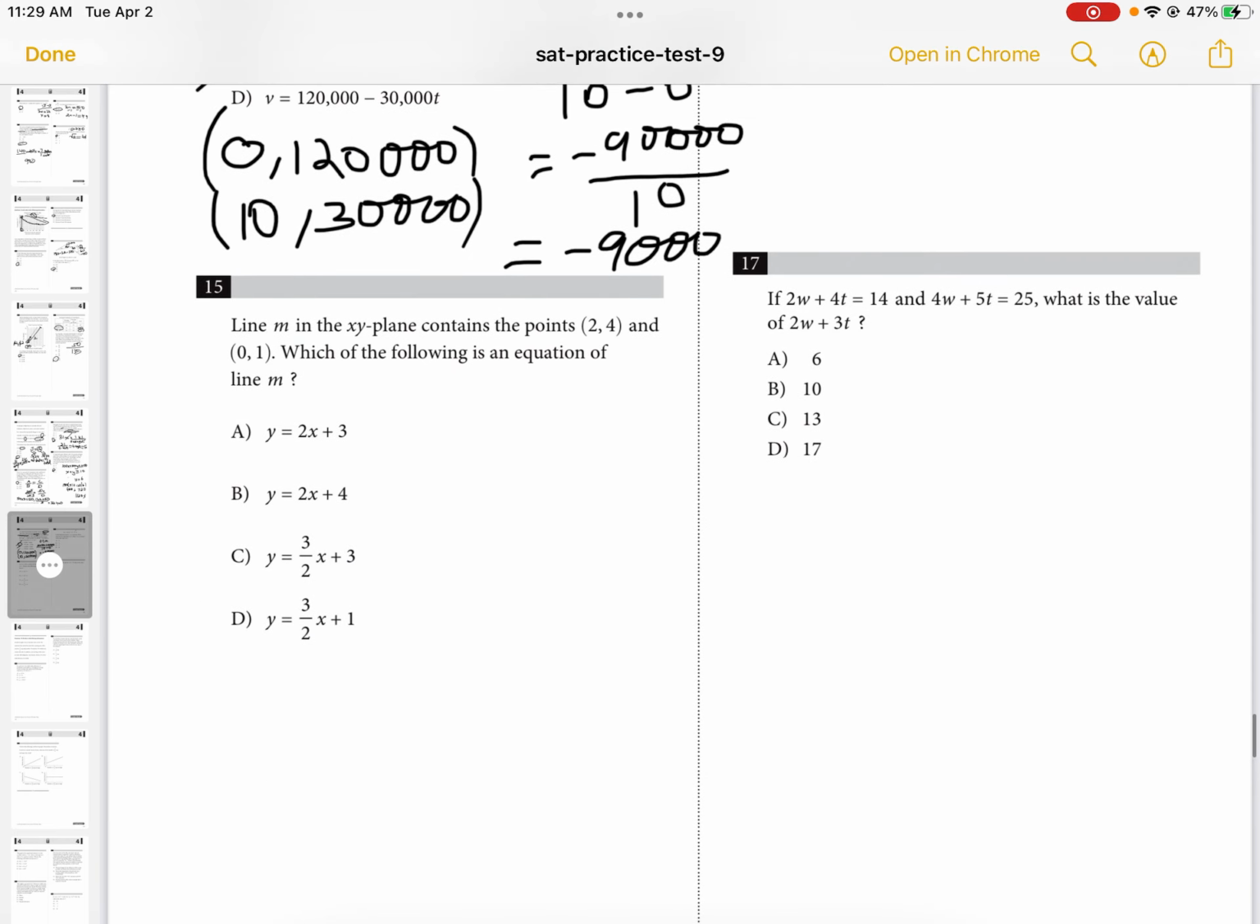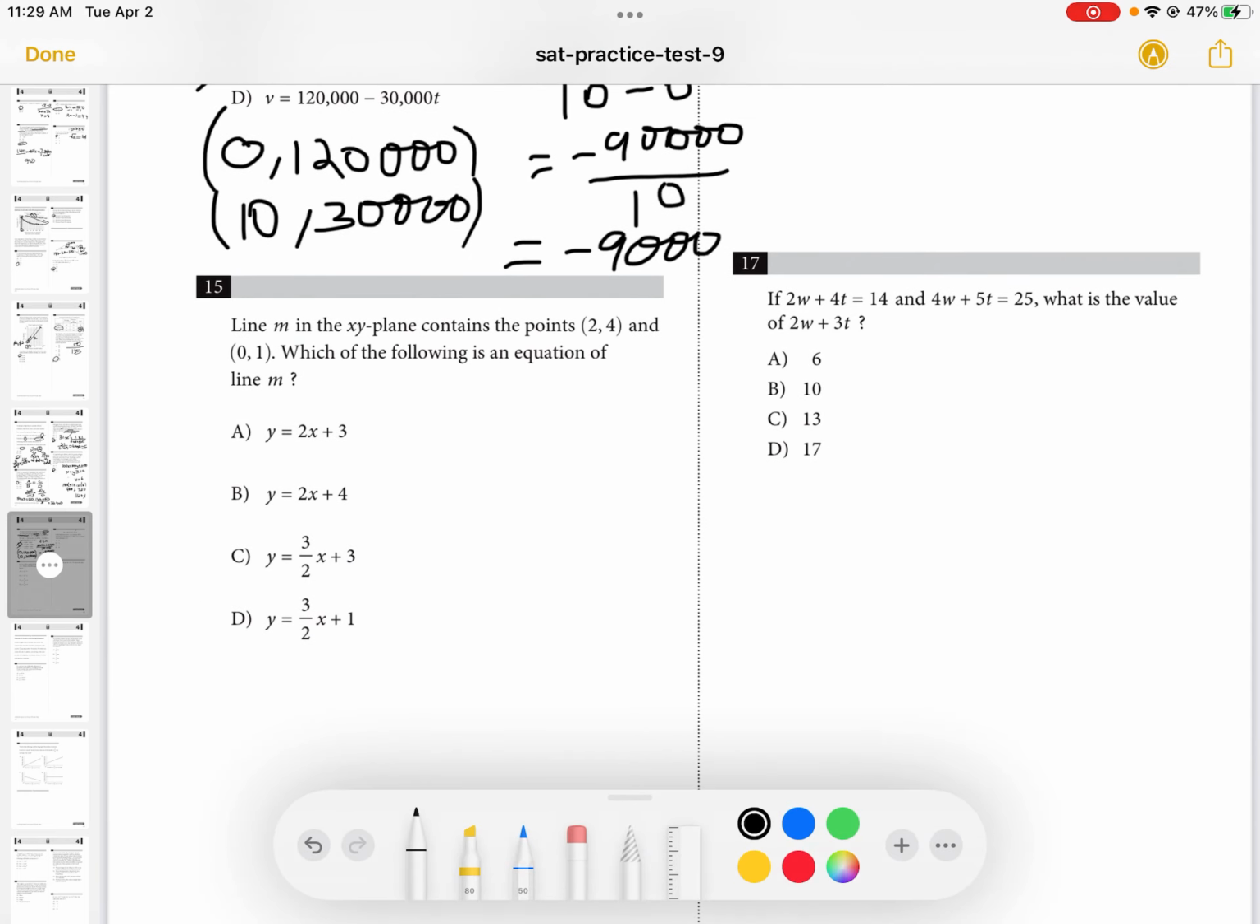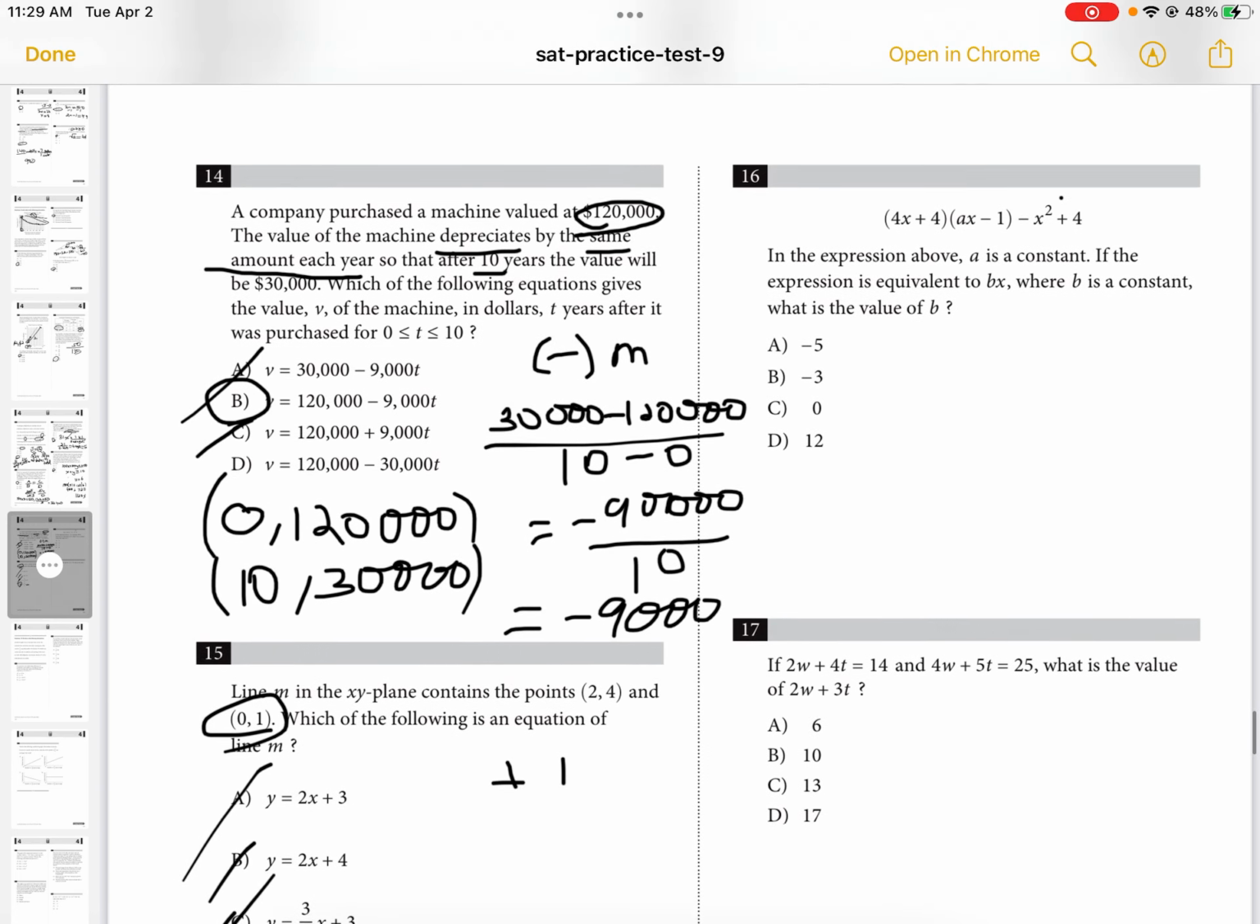Question number 15. Line M in the xy plane contains the points (2, 4) and (0, 1). Which of the following is an equation of line M? So notice how everything is in slope-intercept form. We're given our y-intercept, so we know that there has to be a plus 1 at the end. This doesn't have a plus 1, this doesn't have a plus 1, this doesn't have a plus 1. Only this does. So that's our correct answer. Let's move on to the next question.